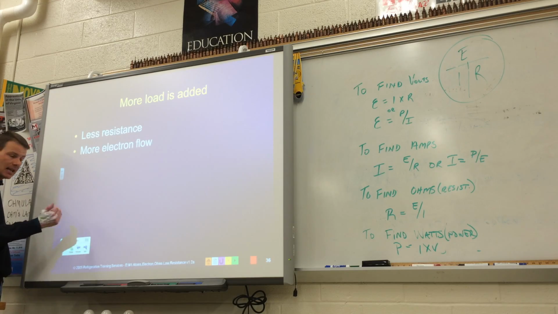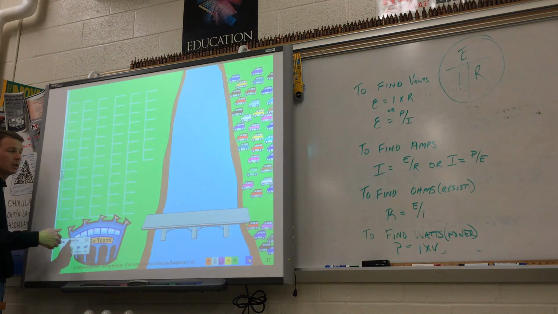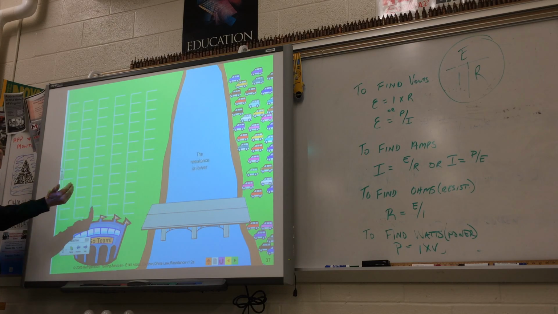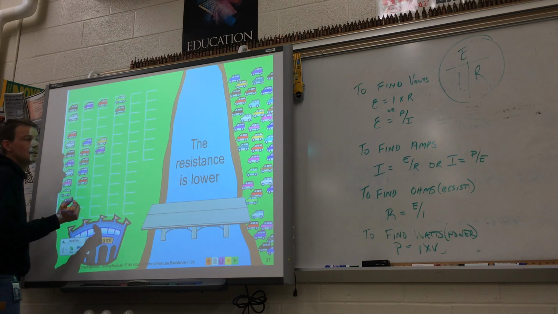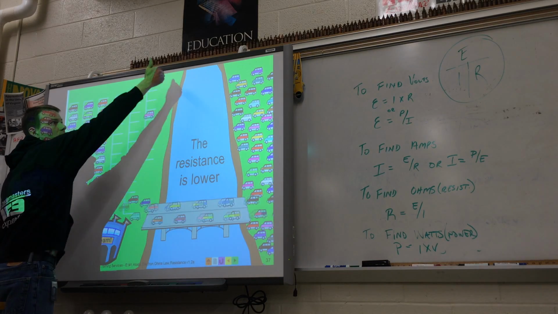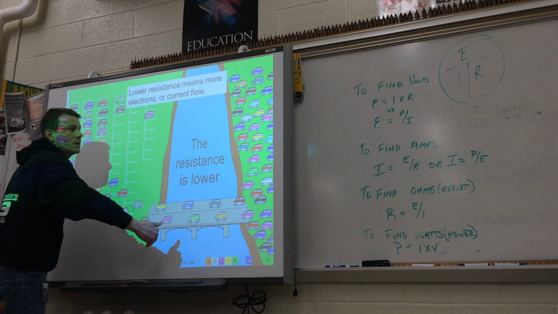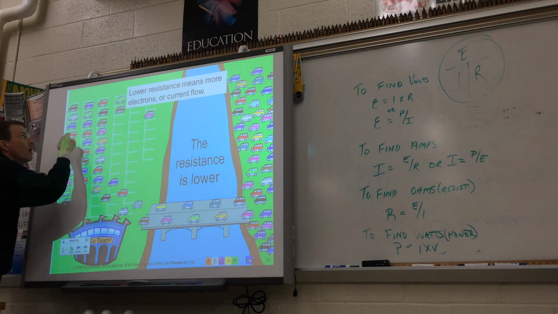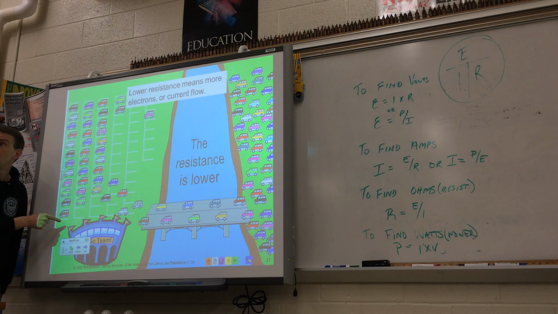So if I get less resistance because we've added more load, that's going to cause more cars to be able to travel from one side of the bridge to the other. Now, you're thinking, well, why don't we just add a bridge all the way across? What would happen to the cars over here if we added a bridge all the way across and they all want to park right here? It's going to be a mess. It's going to be a big old traffic jam.